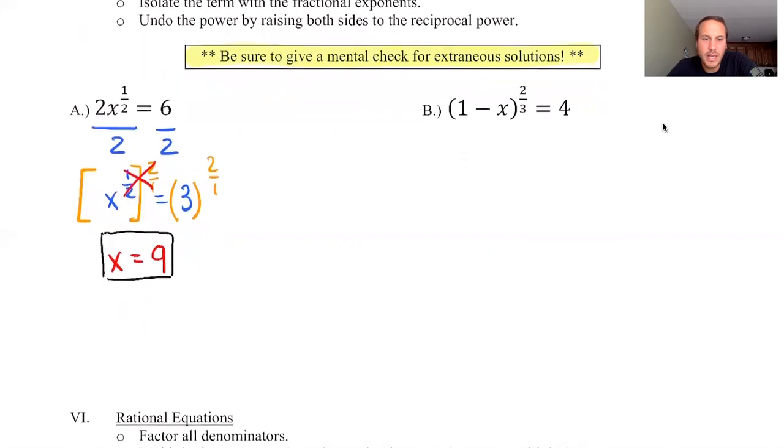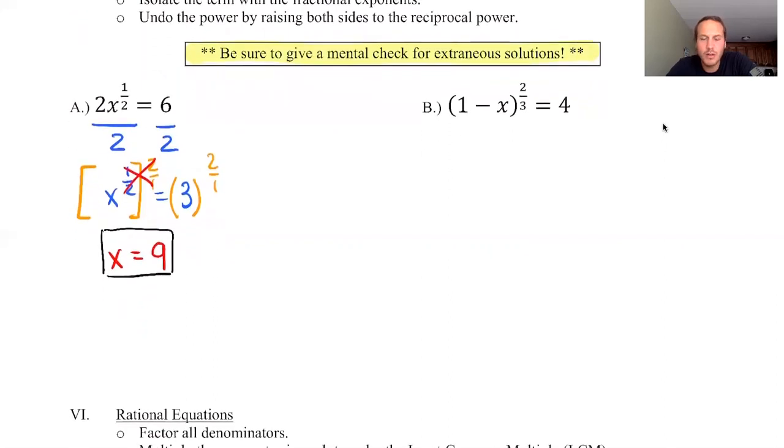It's something like letter B that gets a little bit more into it, I guess. If you look here, I do have 1 minus x to the 2/3 is equal to 4. Now, just like before, the term with the fractional exponent is already isolated. So we want to go straight to raising both sides by the reciprocal. Now, the reciprocal of 2/3 is 3/2. If I do it to the left, I have to do it to the right.